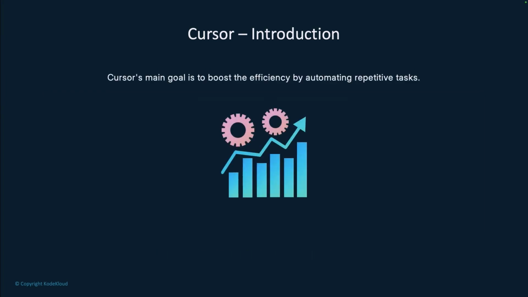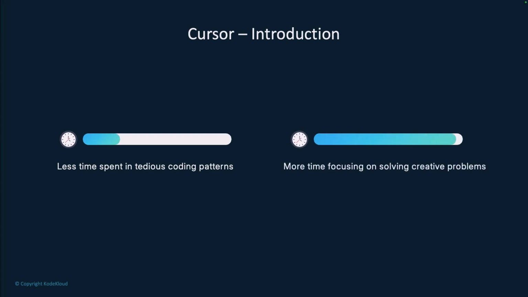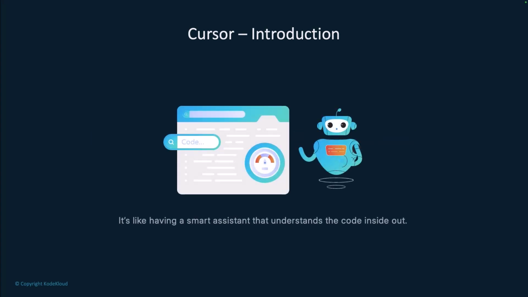Now, the primary goal of Cursor is to boost your efficiency by handling repetitive tasks automatically. This means less time spent on tedious coding patterns and more time focusing on solving creative problems. Think of it as having an intelligent assistant that knows your code as well as you do.